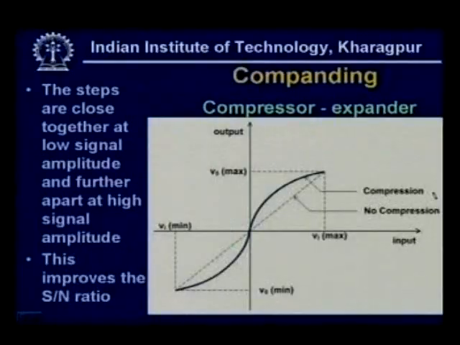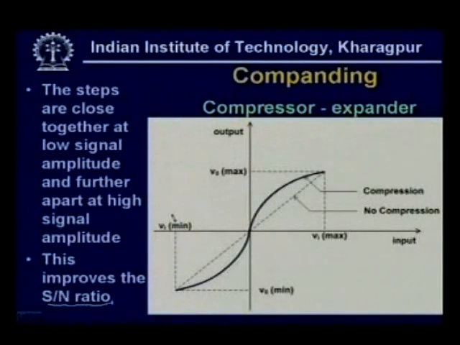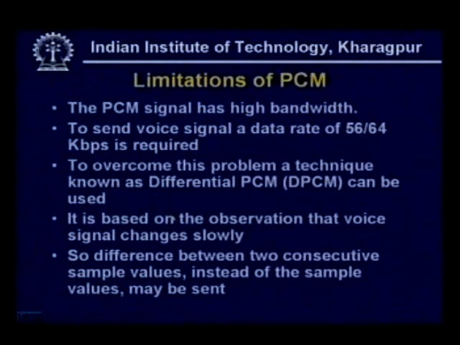So, what we are doing is, the steps are close together at low signal amplitude and further apart at high signal amplitude, and this improves the signal to noise ratio, particularly when the signal level is low. So, companding is a technique which can be used to improve the signal to noise ratio.